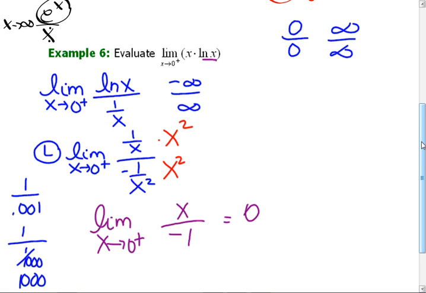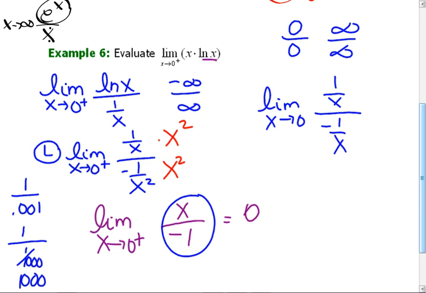I could have multiplied by x. It doesn't matter. I just chose the biggest denominator to make it simple. If I multiplied by x, which I can multiply by whatever I'd like, actually, then I get the limit as x goes to 0 of 1 over negative 1 over x.